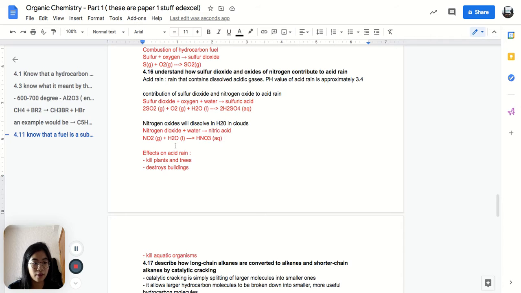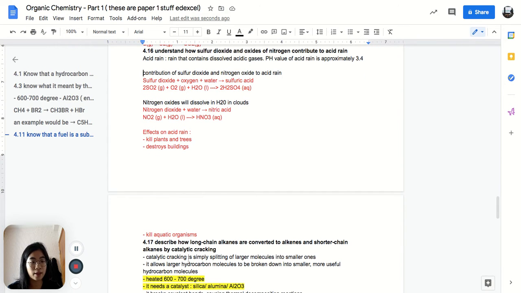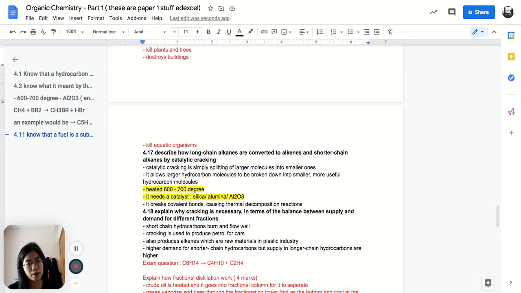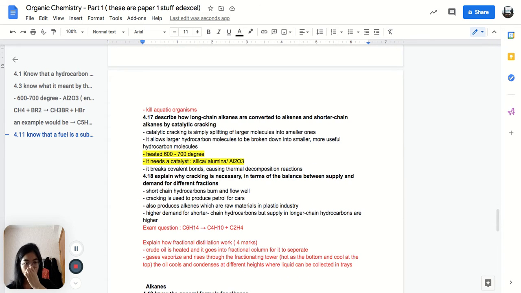Effect of acid rain. They love asking you that question. What is the effect of acid rain? It kills plants and trees. It destroys buildings, and it kills organisms that live in the sea. So yeah, and that is something that you guys gotta remember.